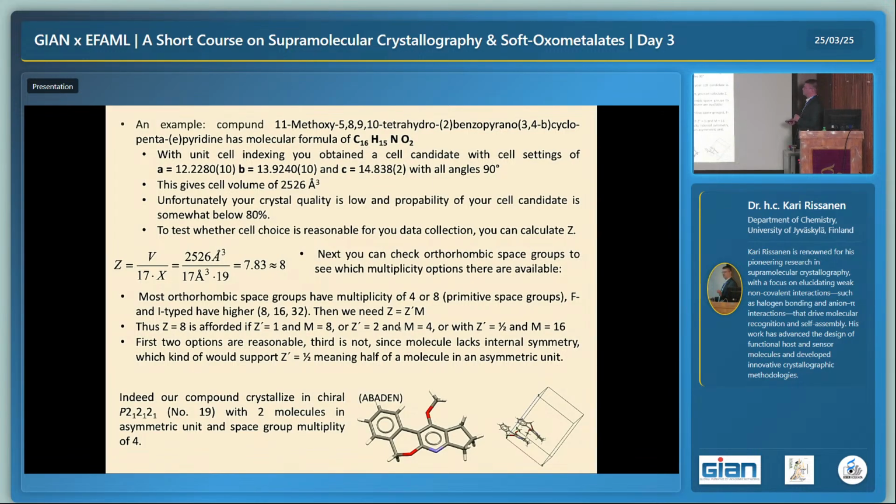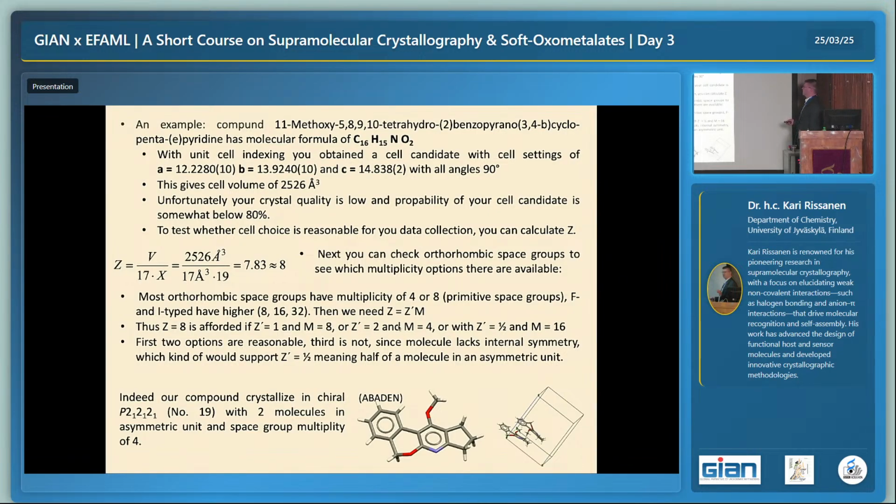But in this case, we are not sure about this. So we can test this thing. Are we okay? Is this really what we have in there? Because sometimes it happens that you think you are crystallizing your target molecule, but you are crystallizing a starting material. And the starting material might be different. This happens quite often.